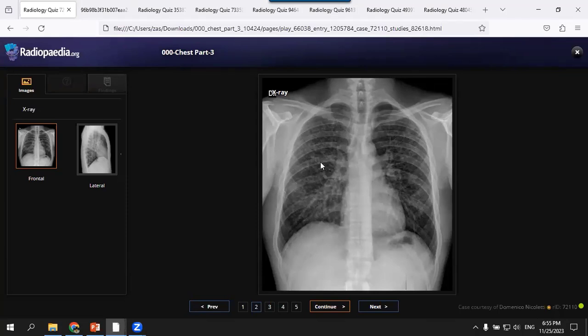Lymphocytic interstitial pneumonia, I'm keeping it low in my differential, as it is an autoimmune pathology, not immune compromised, I think.